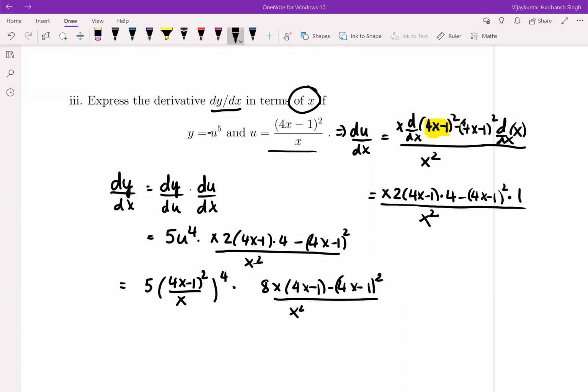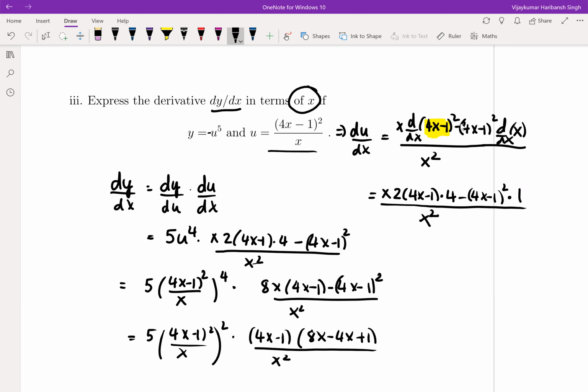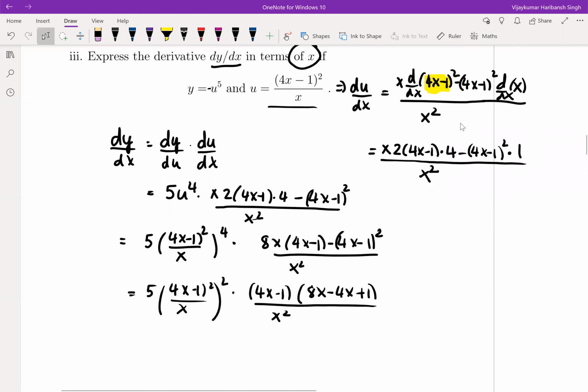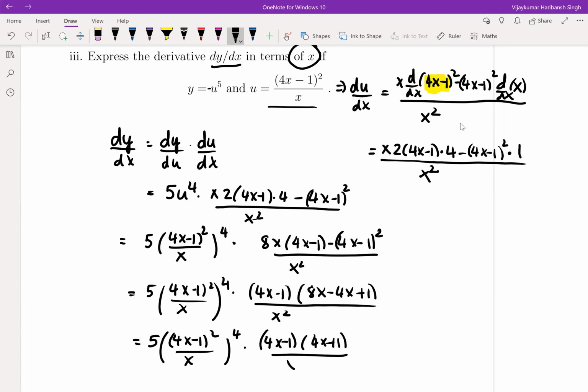You could have simplified this further if you wanted. You get ((4x minus 1) by x squared) the whole squared. You can take 4x minus 1 common. What is left in the bracket? 8x minus 4x plus 1 divided by x squared, right? Which is going to be 5 ((4x minus 1) squared) by x to the power 4, times (4x minus 1) times (4x plus 1) divided by x squared. Okay, so this is a simplification of this.